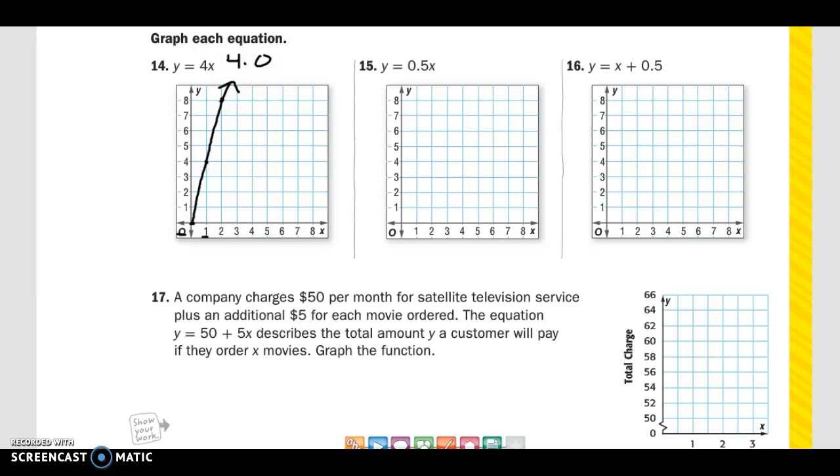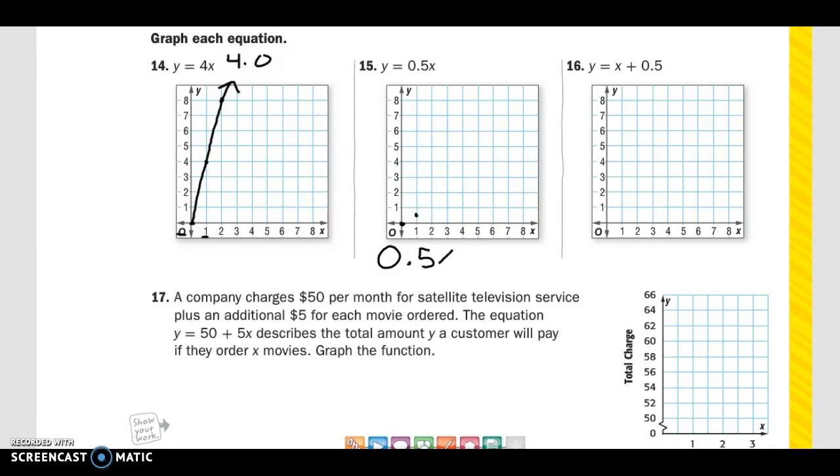Our next one, we're going to be doing y equals 0.5x. Remember, a letter and a number next to each other means multiplication. So we're going to start with 0. So 0.5 times 0 is 0. Then we have 0.5 times 1. Remember, anything times 1 is that number. So 1 times 0.5 is 0.5. Just going to erase this one and we'll do it again. I'm going to do it down here.